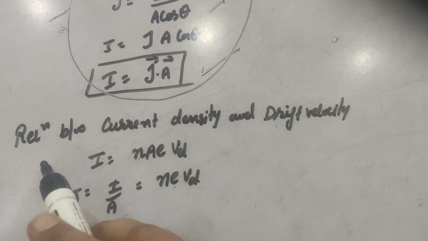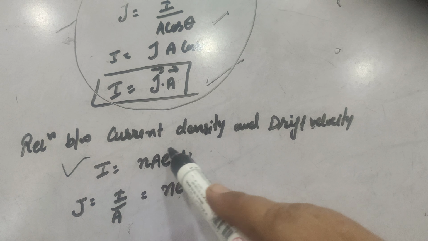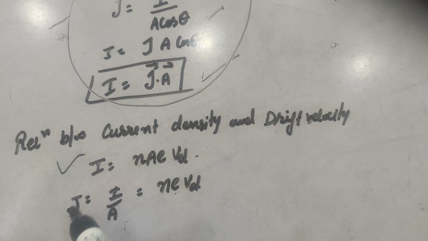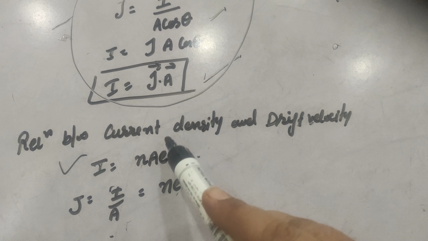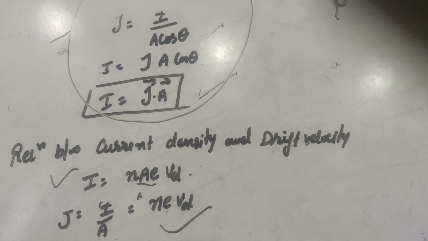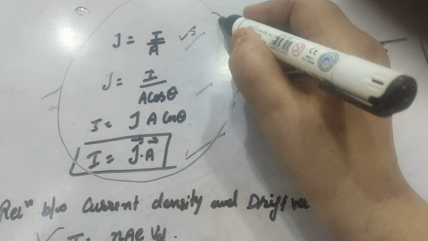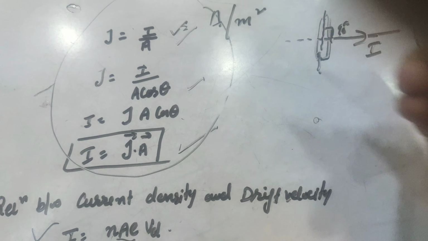Now again, if we talk about relation between current density and drift velocity, we know that I is equal to NEAVD. So we know that J is equal to I upon A. So we put the value, A and A cancel out, we get NEAVD. Next, if we want to write its unit we will write from this, it is ampere per meter square.